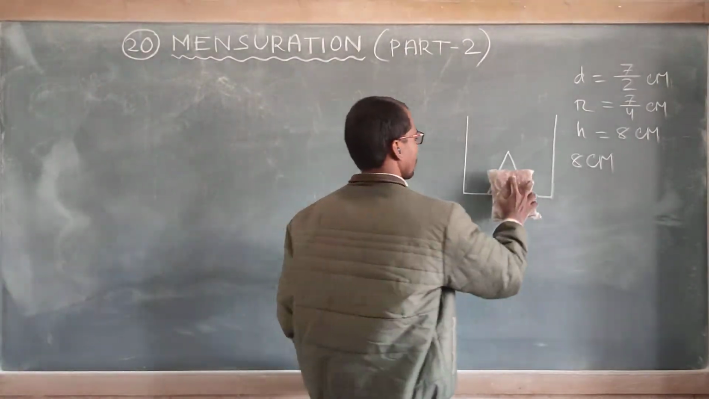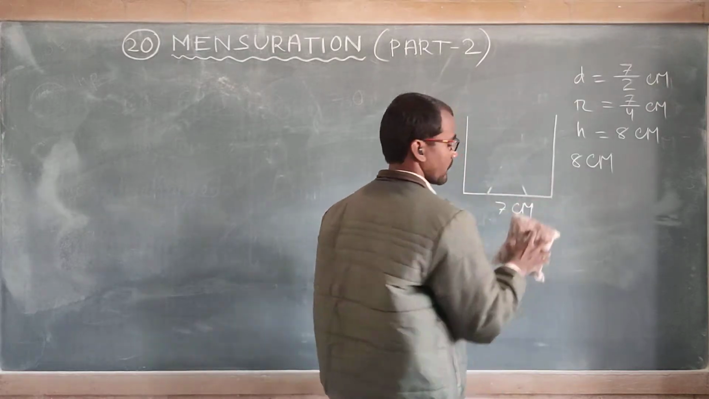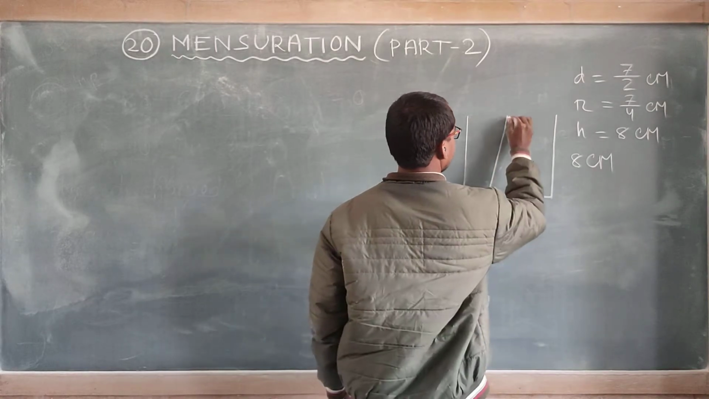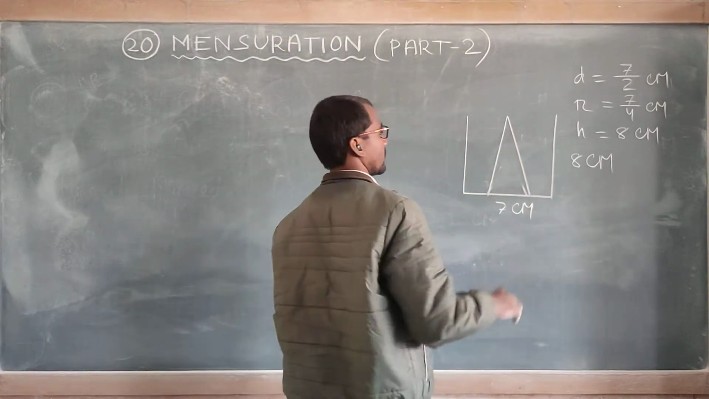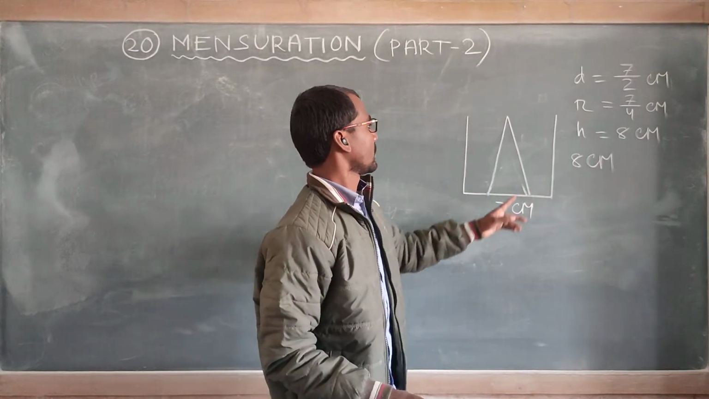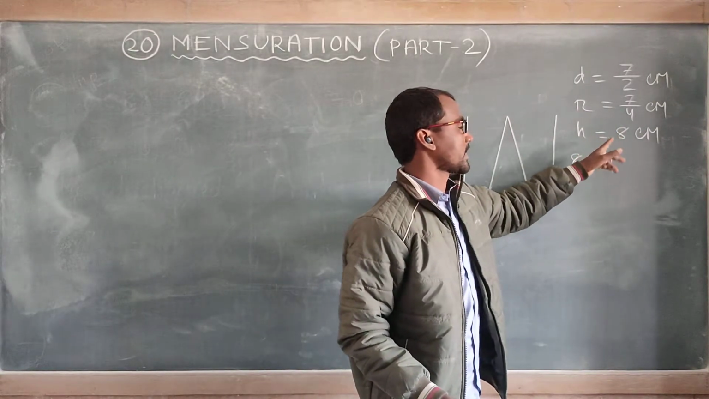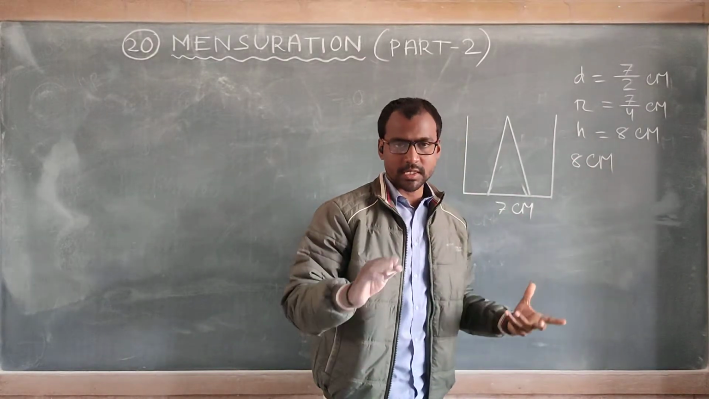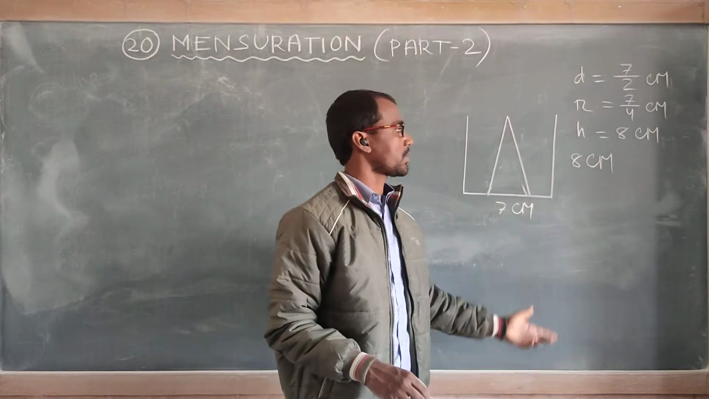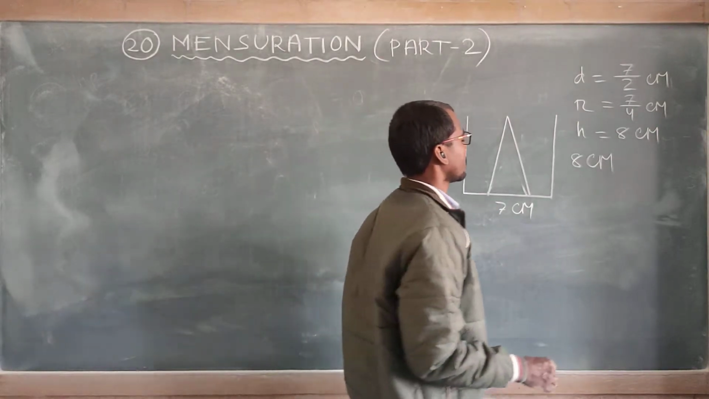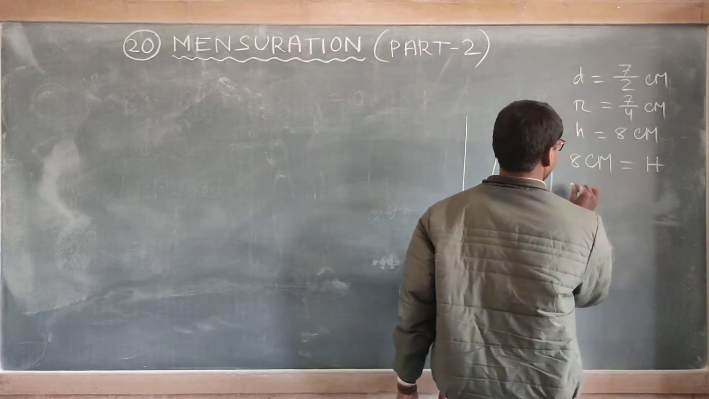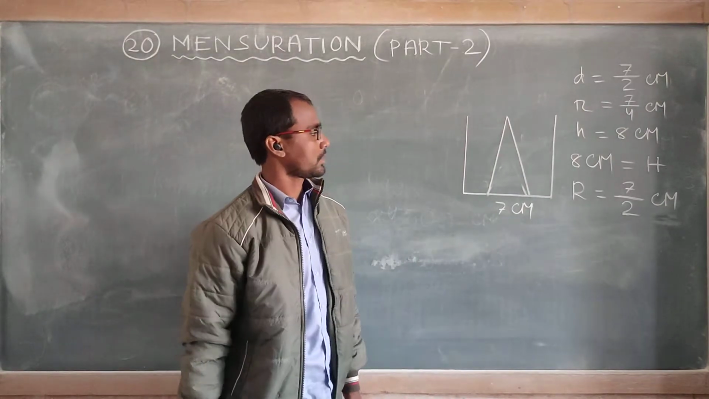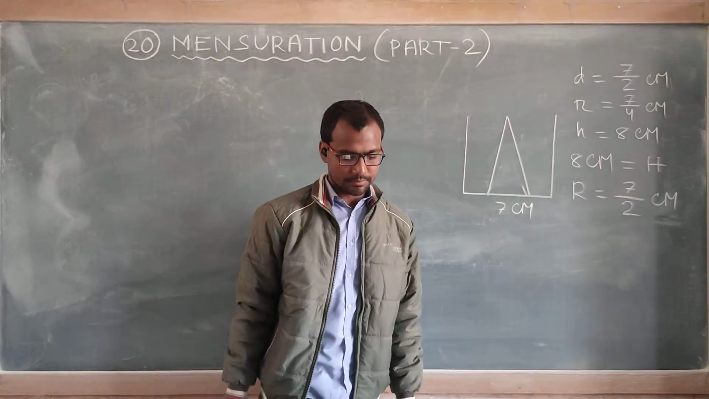So my diagram is wrong. Its height is also 8 cm. Suppose this is the cone. Radius of cone is 7 by 4 cm. Height of cone is 8 cm. Height of cylinder is also 8 cm, but diameter is 7 cm, so radius will be 7 by 2 cm. This is capital H, then capital R is 7 by 2 cm. Radius of the cylinder is 7 by 2 cm.